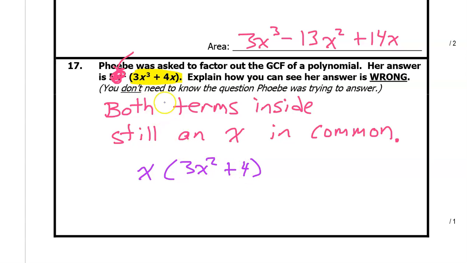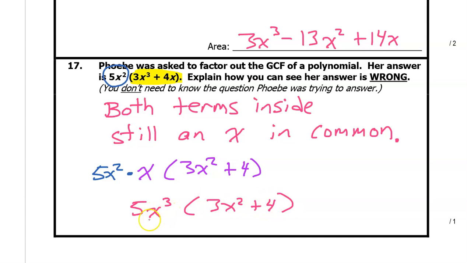Okay, so you could factor this further and it would become this. Now, if we use her original guess at a GCF, the 5x squared is still sitting there. If you multiply these together, you end up with 5x to the third power times 3x squared plus 4. So basically, this is what she should have had for the answer. And more specifically, that means 5x to the third power is the actual GCF of the problem.